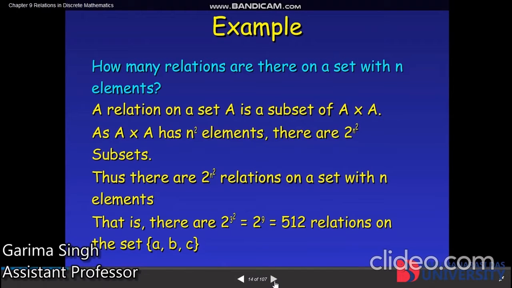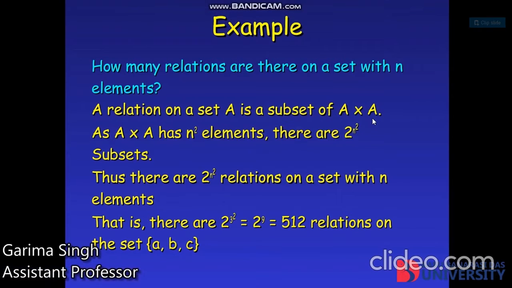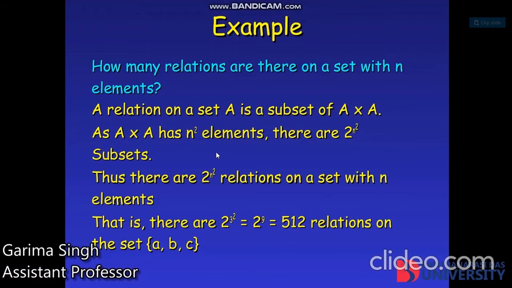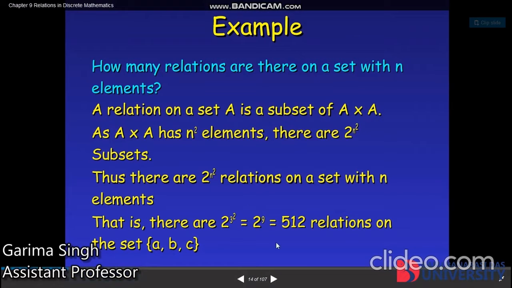How many relations are there on a set with n elements? If you have n elements in a set, then how many relations can you form out of that set? A relation on a set A is a subset of A cross A. Whenever we find a relation, we have to perform A cross A. And if A has n elements, then A cross A will have n squared elements. Therefore, we can have 2 to the power n squared relations from any given set A cross A. This is the example.